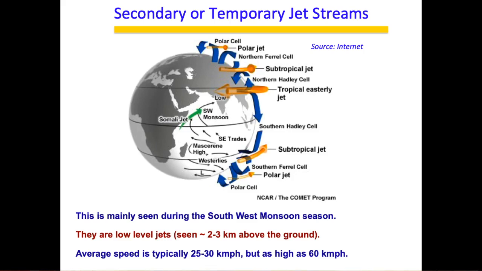The second temporary jet stream is the tropical easterly jet. Okay, this tropical easterly jet again is a temporary feature which forms during the southwest monsoon, and it actually aids in the circulation of the southwest monsoon currents, and that's why they are quite important. Once again, they are short-lived, but they are fast-moving, and they are a very narrow band.